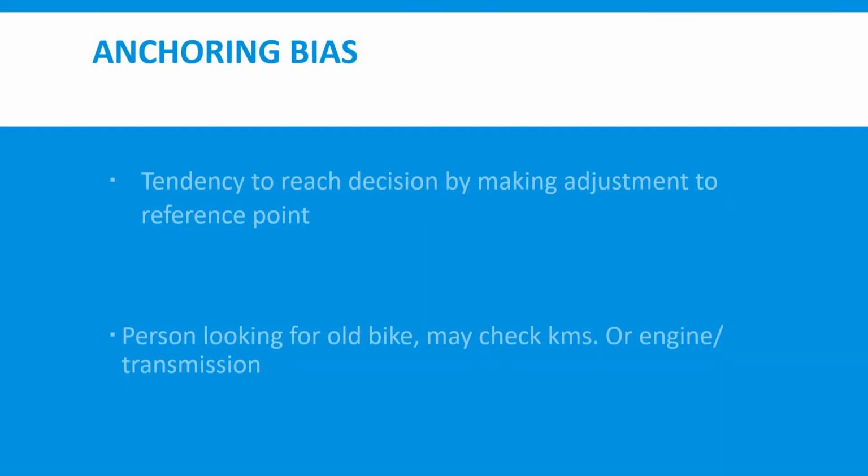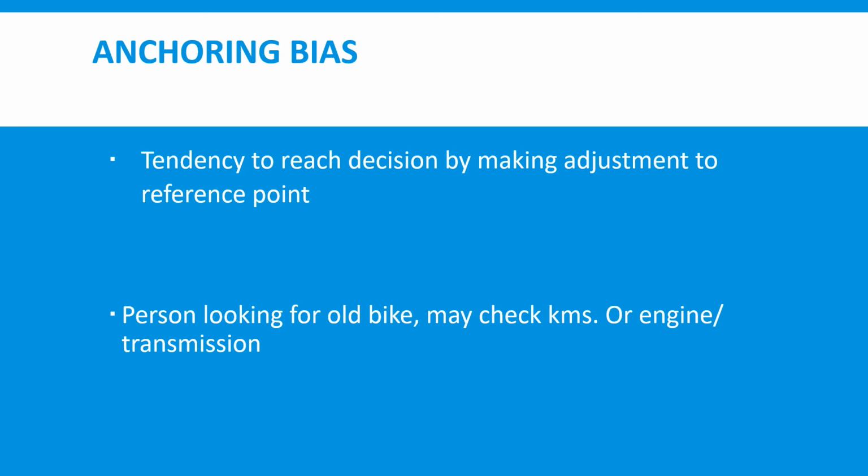Next is anchoring bias. It is the tendency to reach a decision by making adjustments to a reference point. A person looking for an old bike may check the kilometers or engine on his own basis.